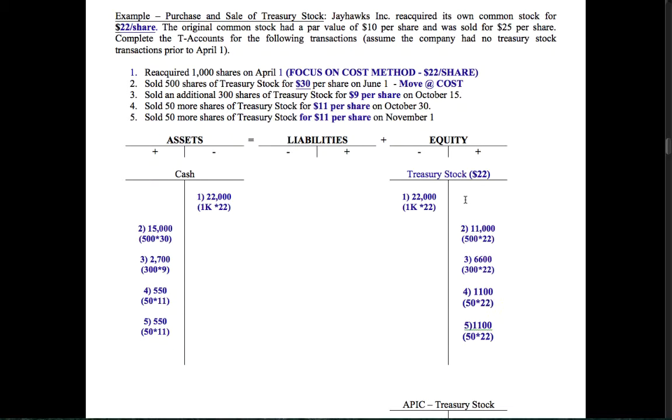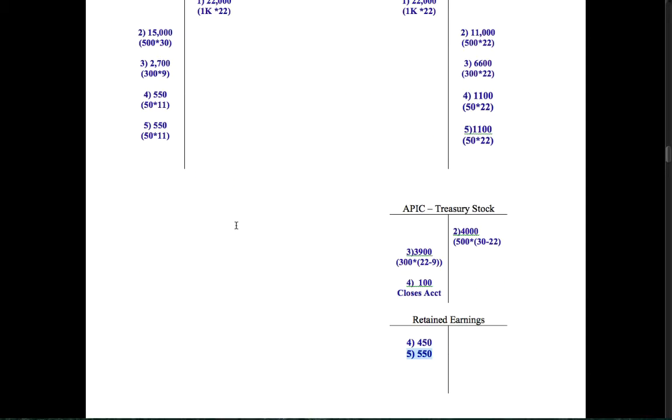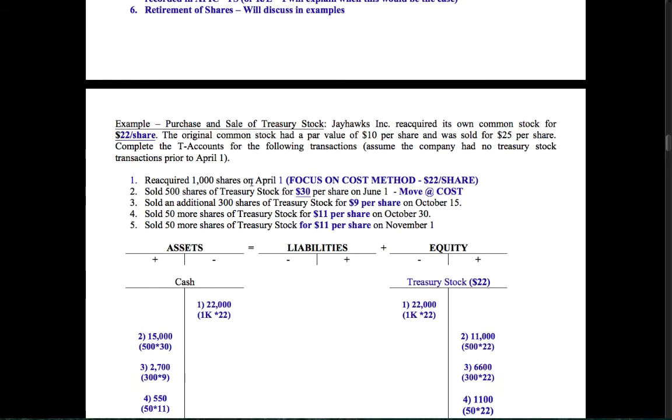On the next page, we're going to discuss one more entry, and that relates to the retirement of the remaining shares. But before we move on, I just want to make sure we understand the key things, highlighting your focus on the cost method, so that you move the balances in and out of treasury stock at the cost to acquire, the $22 per share.